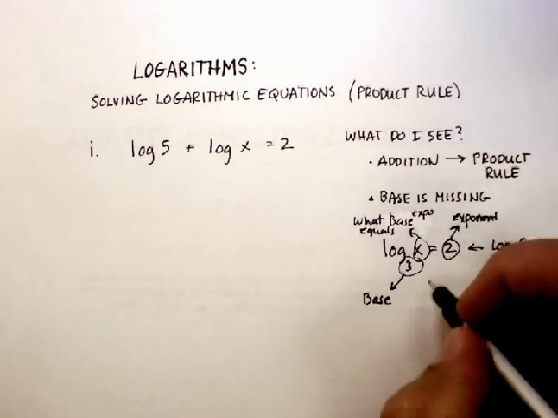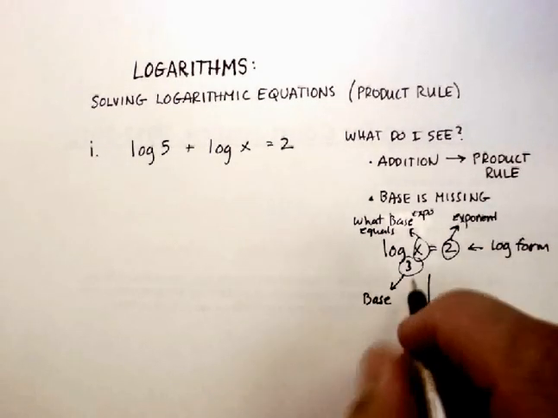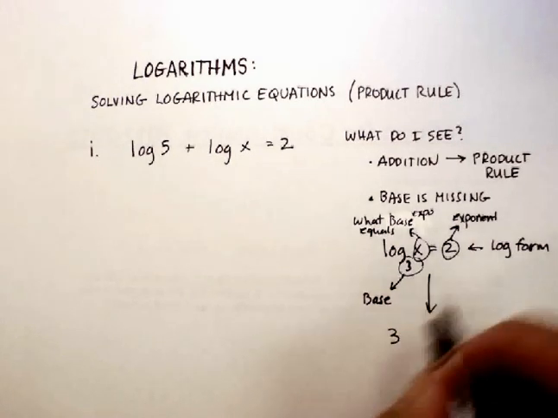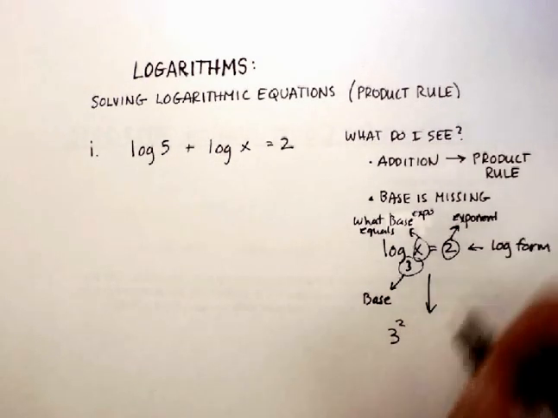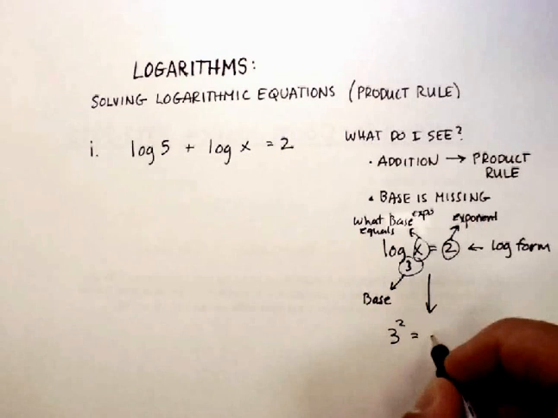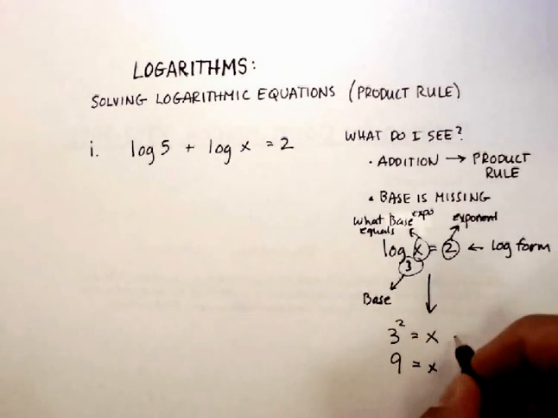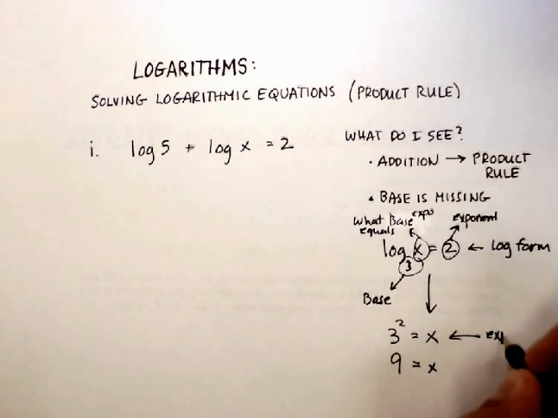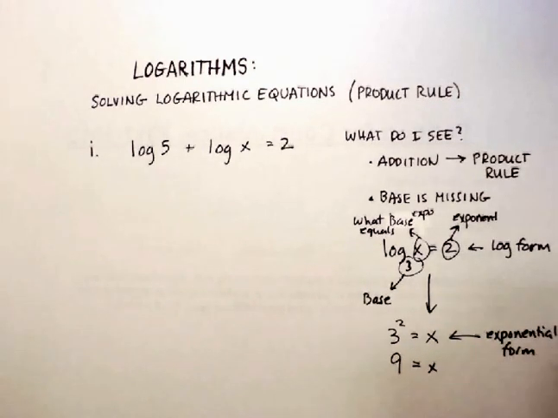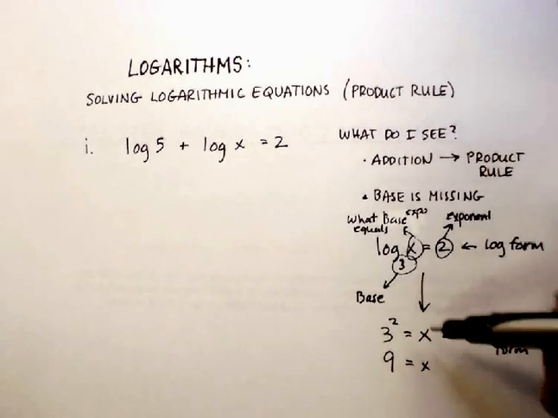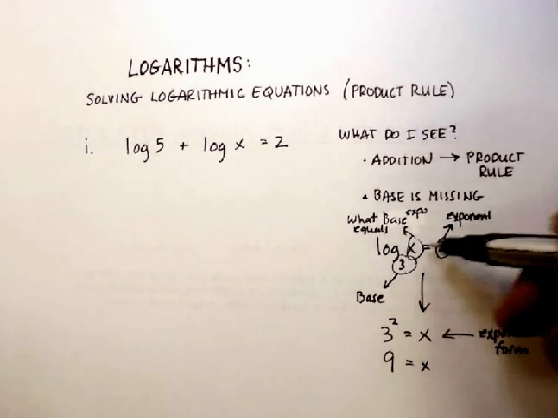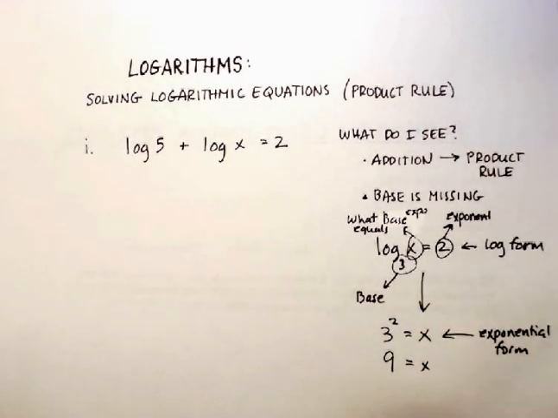So what I can really do is convert this to the exponential form. It would be 3, the base, to the 2, which is out here, is equal to, in this case, x. And when you solve it, you would get 9 is equal to x. This form is called the exponential form. Okay? So you're going to have to sometimes convert from exponential form to log form, and then log form back to the exponential form. All right, so that's a little tutorial over here. So let's go back up here and see what we've got.